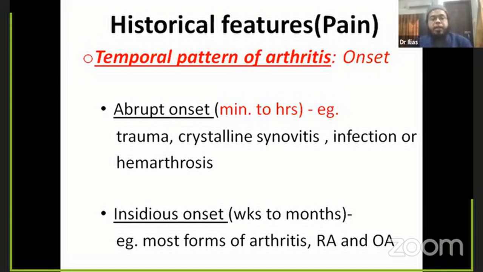So if the patient is having sudden or abrupt pain, this will definitely range from minutes to hours. So this kind of pain will be associated with traumatic pain of the joint, or could be associated with crystalline synovitis that will be found in case of gout or pseudogout, or sometimes that could be found in case of septic arthritis or hemarthrosis. So this acute pain duration will last from minutes to hours. So this is the feature of the abrupt onset of acute arthritis. But if you think of insidious pain, definitely that will have a gradual onset. And this kind of onset will last from weeks to months.